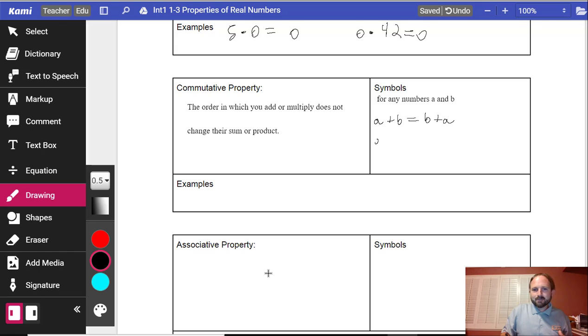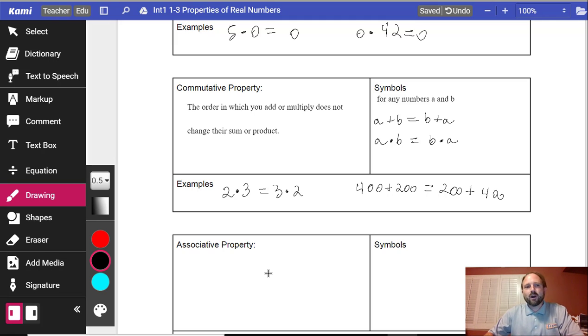Also, a times b, we could make this b times a instead. It doesn't matter. So, examples. 2 times 3 will equal 3 times 2. It doesn't matter if we move the order. The order doesn't change the values. So if you had $400 plus $200, that's the same thing as earning $200 plus $400. All right, going on.